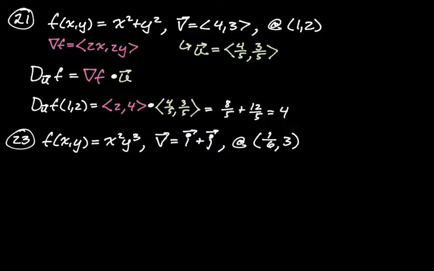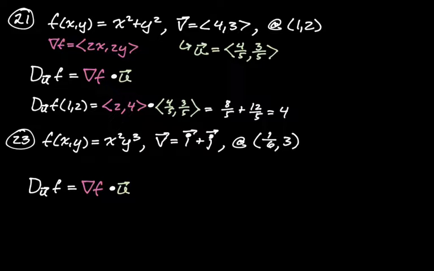All right, so this is 23. f of x, y is x squared y cubed, and then our vector is i plus j, which is really just 1, 1 in component form. And then we want to evaluate the directional derivative at 1/6 comma 3. All right, so same set of stuff that we're going to need. Our directional derivative is the gradient dotted with the unit vector. I write that for every problem so that I'm very focused on what I'm doing.